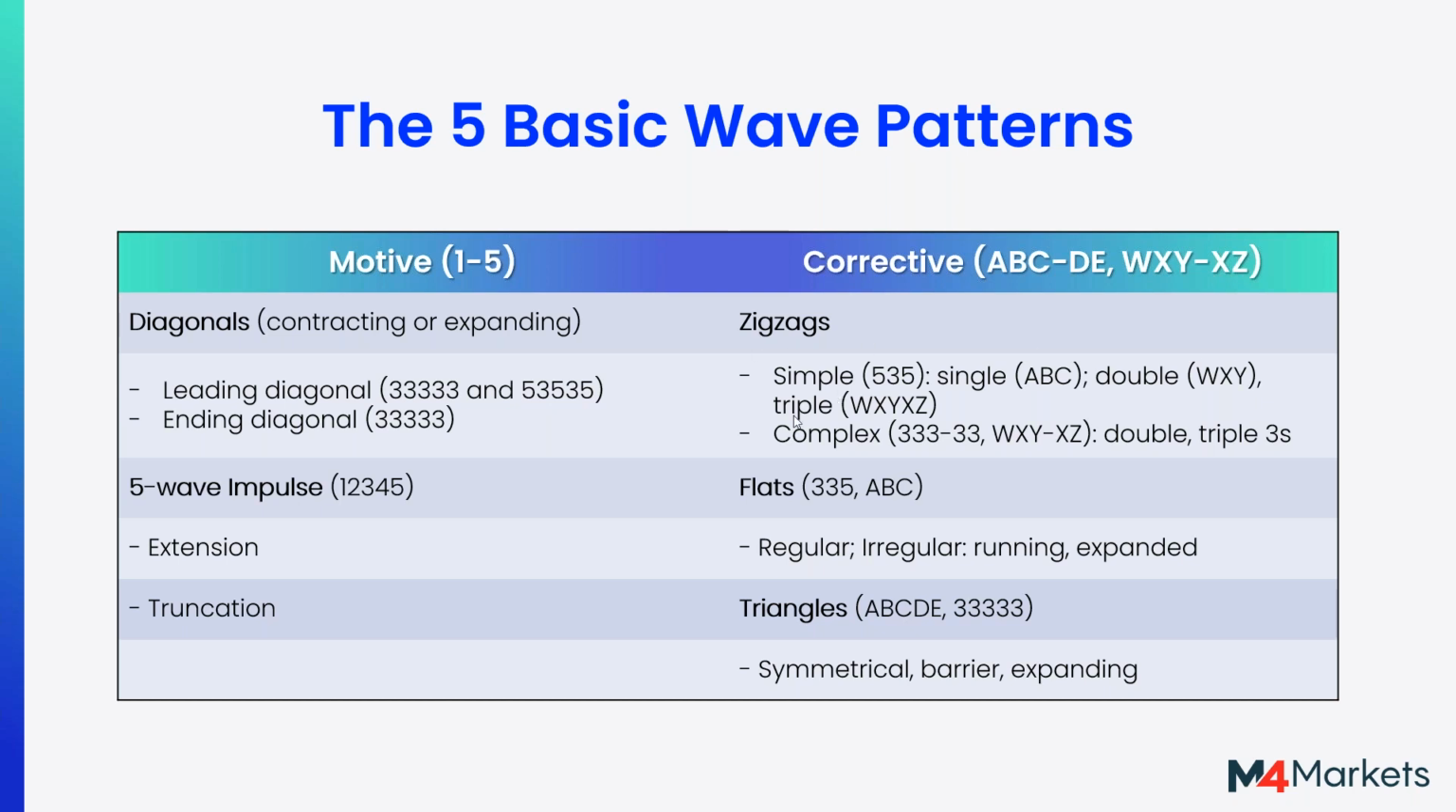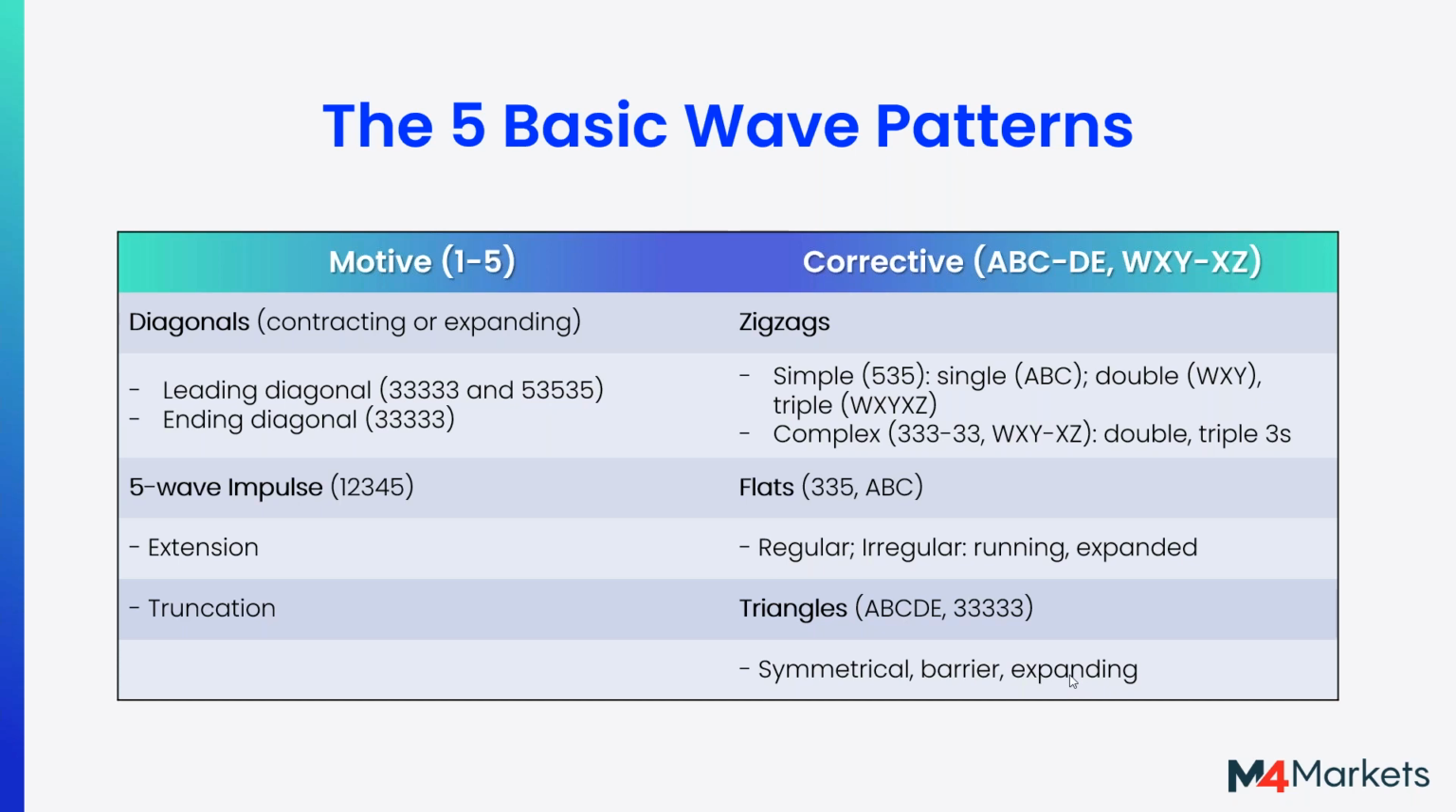So zigzags, simple and complex, and then you have the flats. The flats are a 3-3-5 structure. They are denoted again as an ABC because they are corrective. Okay, you have regular flats and irregular flats, 2 different types. But the irregular also has a running and an expanded variation, which we're going to see, along with the differences between them. Triangles, 5 waves. There are symmetrical triangles, barrier triangles, which are ascending and then descending, and you also have the expanding variation of the triangle.